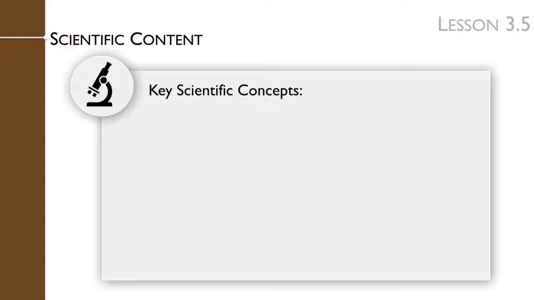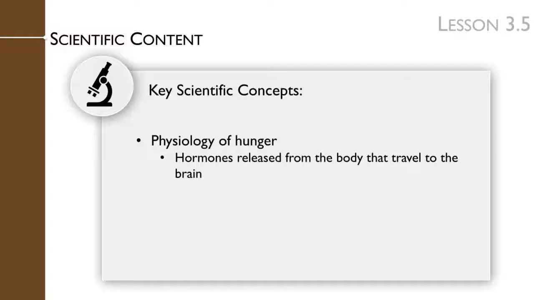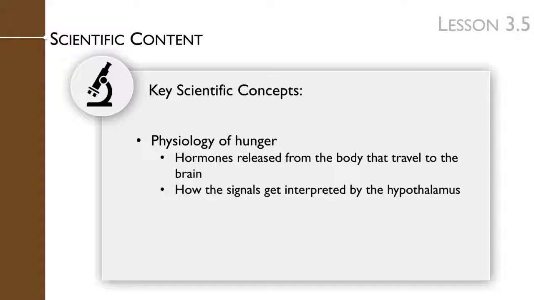To prepare for this lesson, you will need to review the key scientific concepts that will be presented throughout the lesson. These include the physiology of hunger, including the hormones released from the body that travel to the brain, and how those signals get interpreted by the hypothalamus.